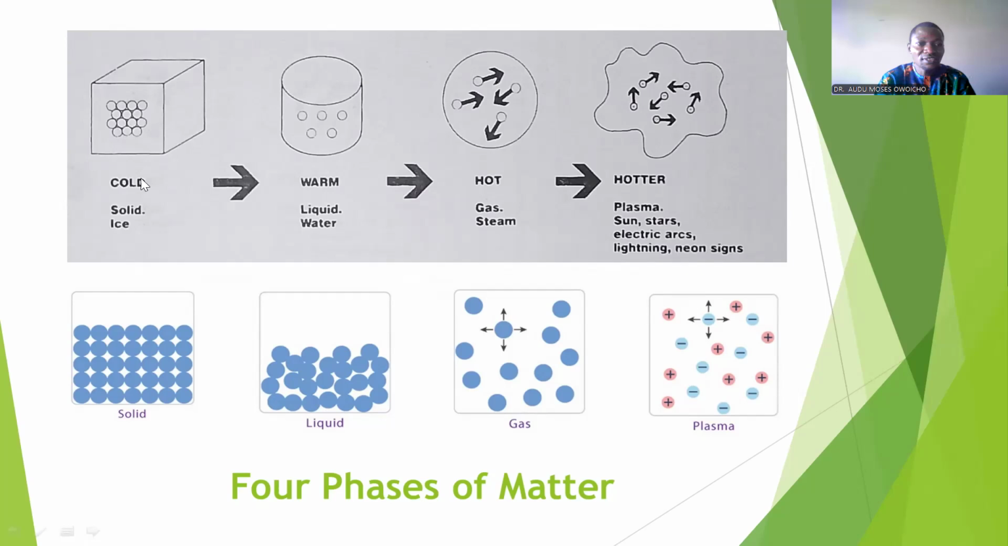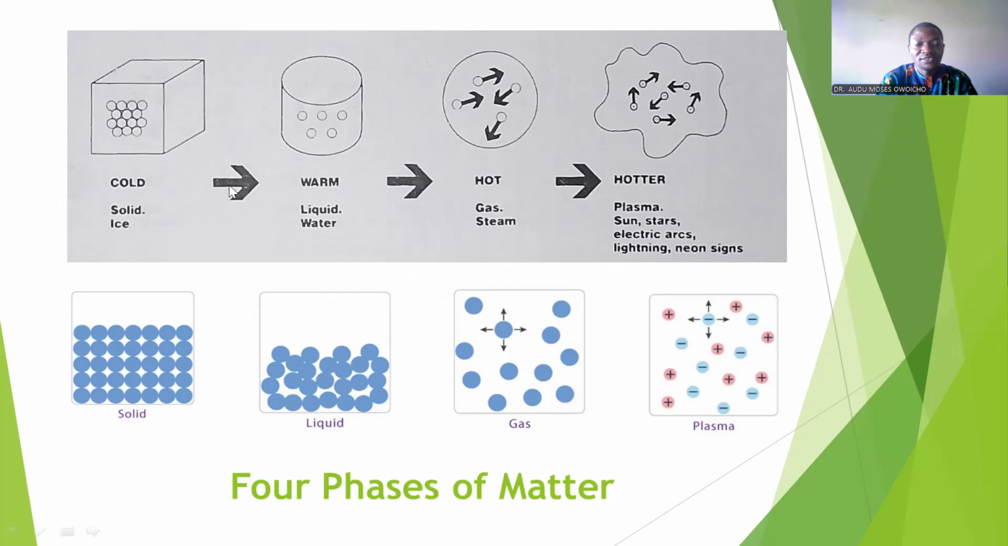Like we said earlier, the state of matter is based on the arrangement of particles and the movement of particles. In the case of a solid, the particles are compacted. As we can see here, the particles are compacted, and it is cold.